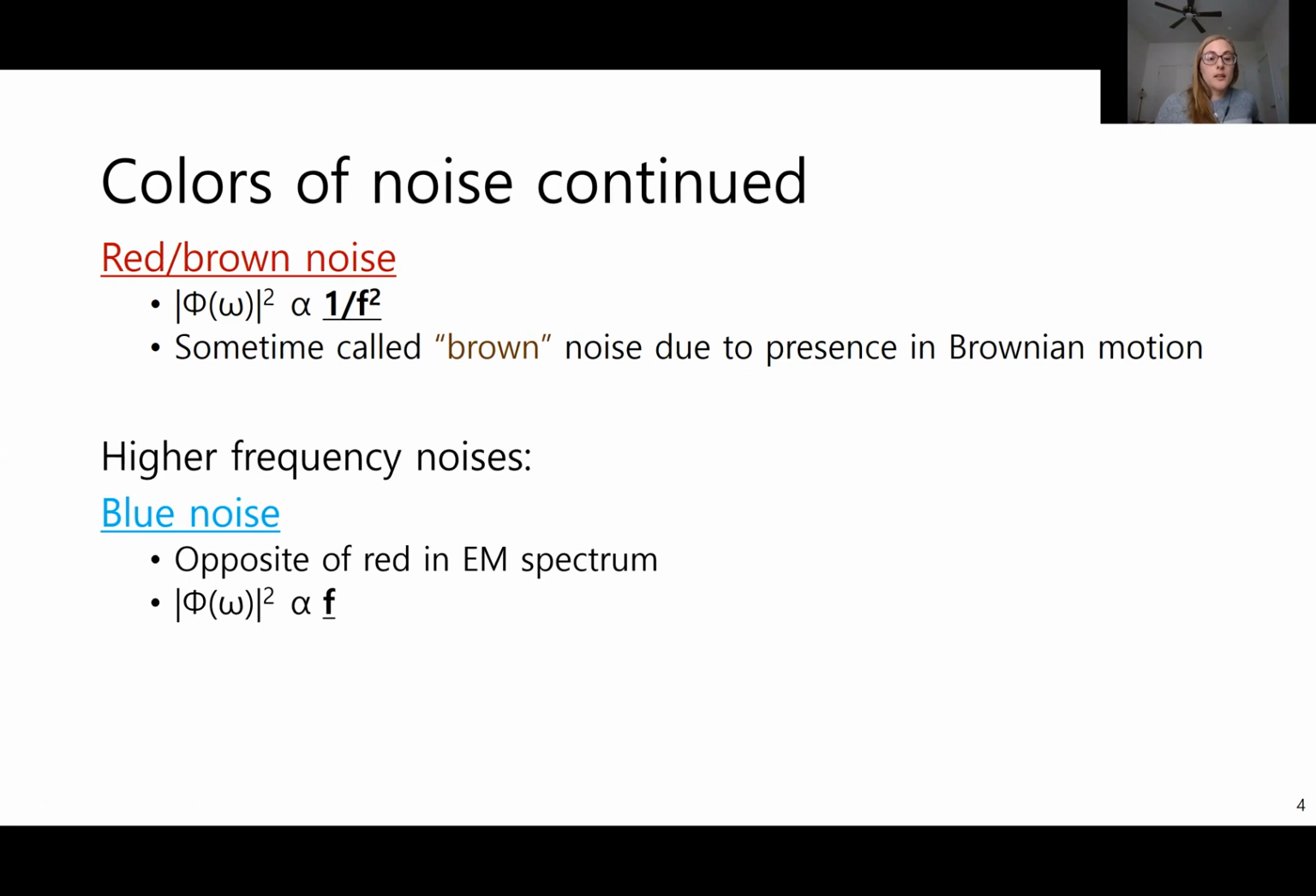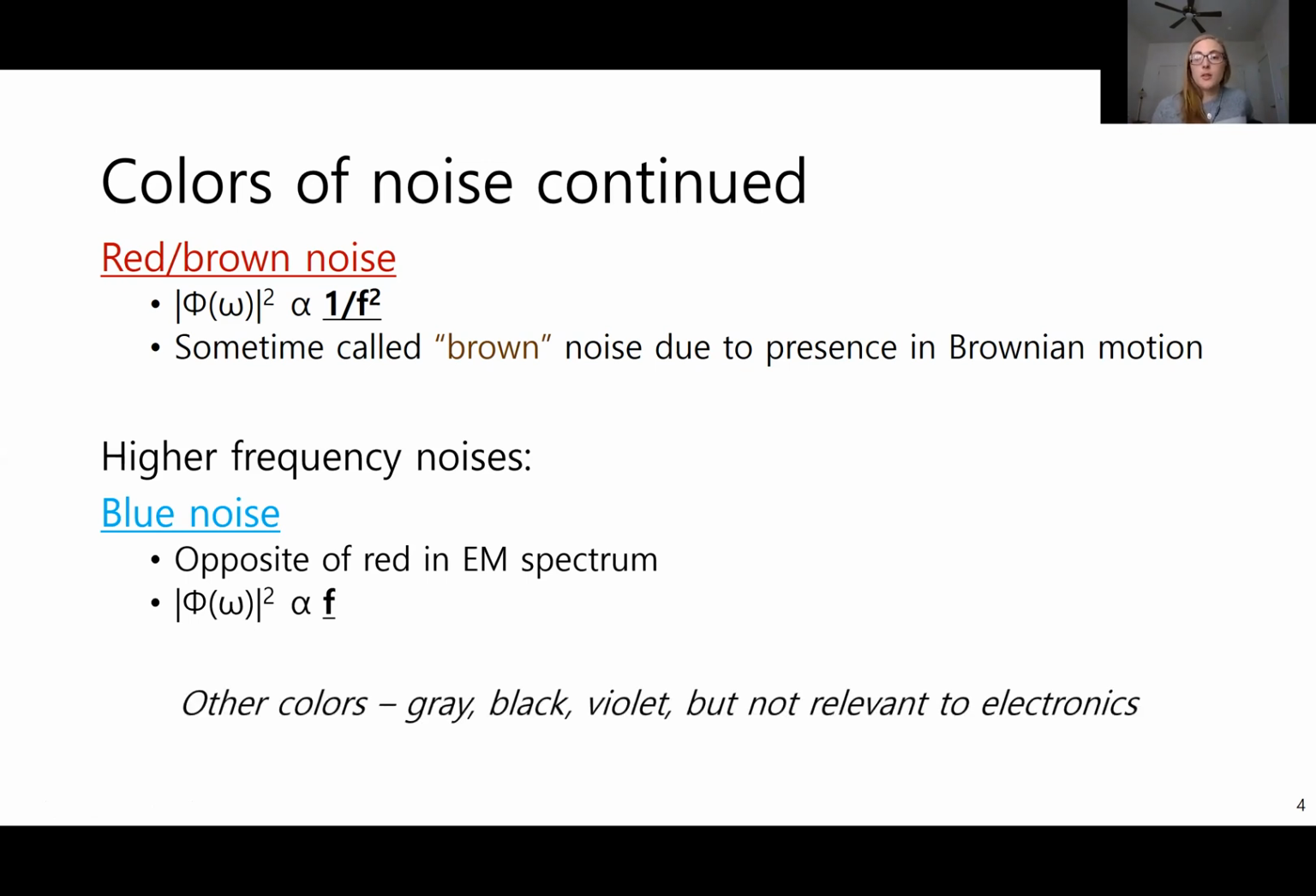So there are also other colors of noise that you may encounter, but you won't see them in electronics. So gray noise, black noise, violet noise. So violet noise would be F squared. And also I think an interesting way to understand the differences between these noises, on YouTube, if you look up recordings of different noises, it's interesting to hear the difference between white noise, pink noise, blue, all of this, and how the human ear senses those different frequencies.